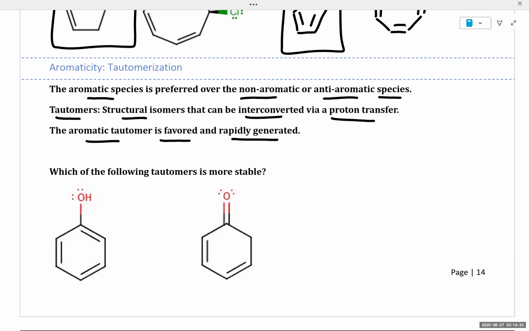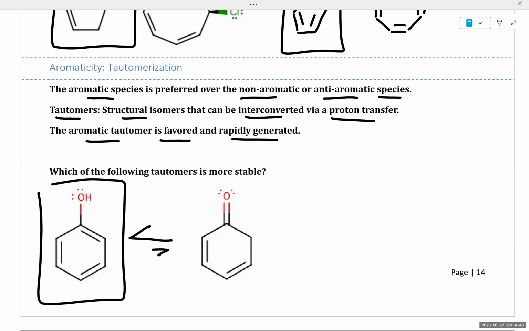So for example, here are the two tautomers of phenol. Which one of these tautomers is more stable? The aromatic tautomer. You don't see any of this ketone tautomer of phenol. Why? This compound is aromatic. This compound is non-aromatic. No competition at all.